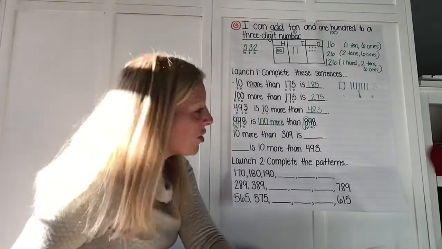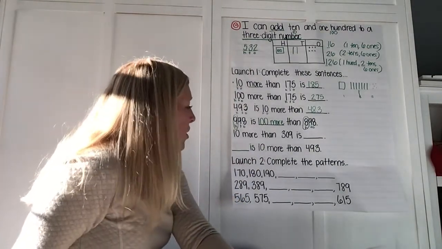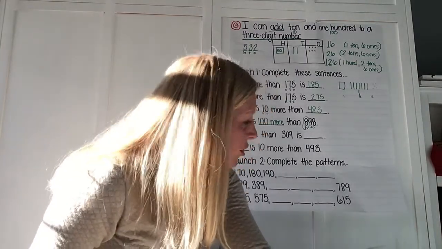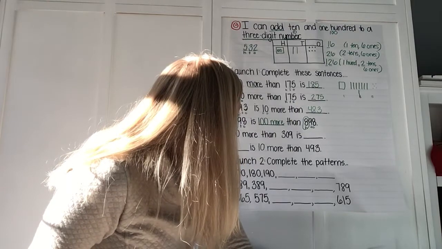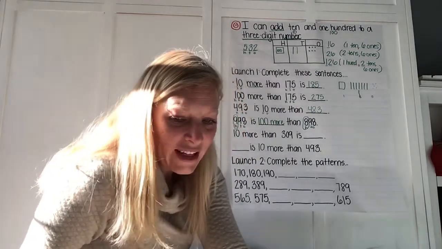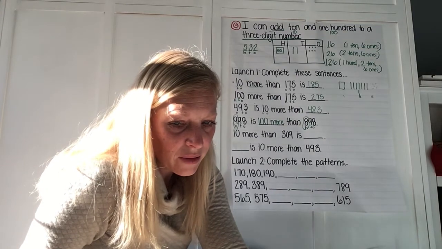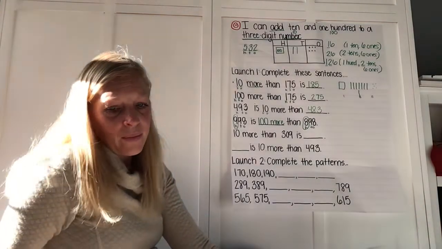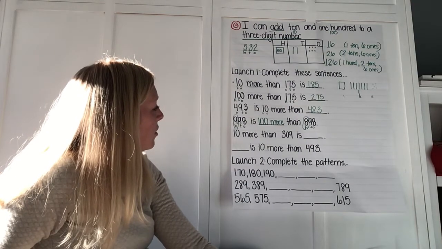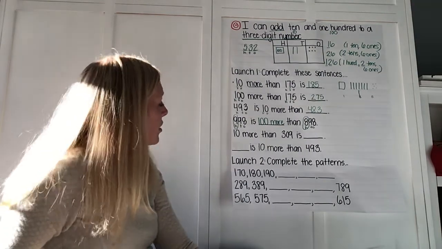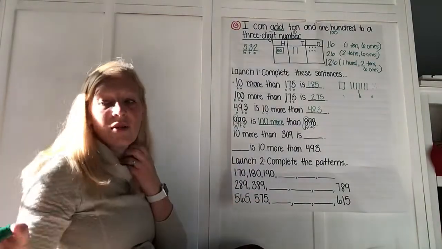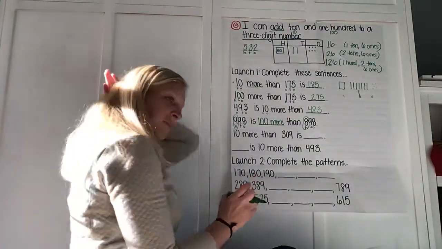Do this on your own. What's going to change? What did you do first? What did you notice? What place changed? How did you know that place changed? Because there was the 1 in the tens place. Okay? All right, talk to me. What did you do?